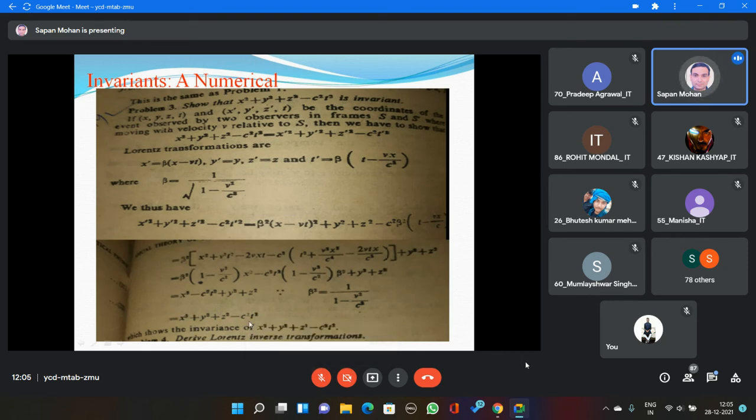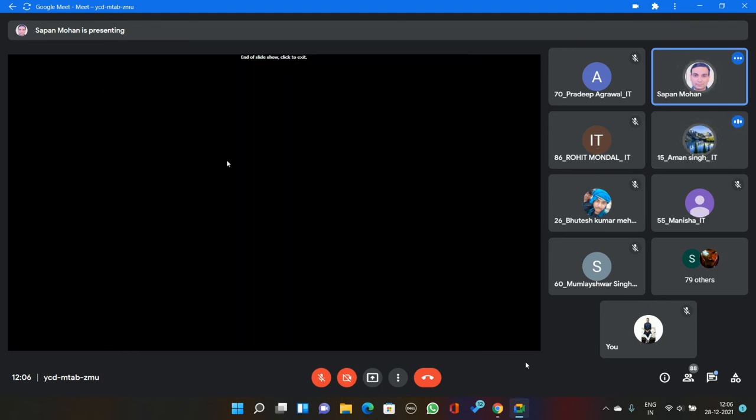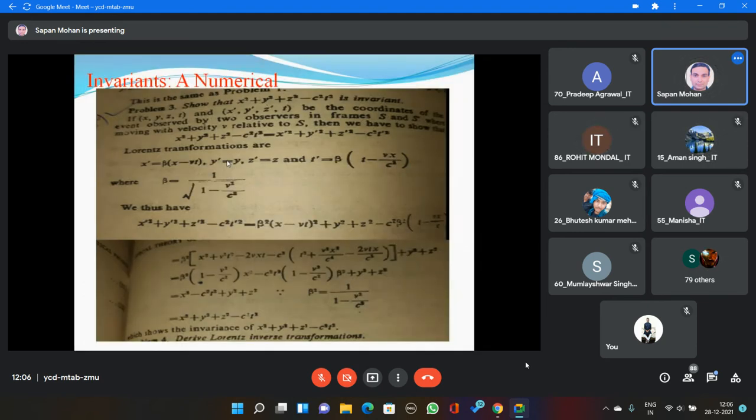So this is the same quantity, but in the rest frame. We started from the same quantity in the moving frame, with dashes, and by applying the Lorentz transformation we again come to the same quantity. This shows the invariance of this quantity under the Lorentz transformation. Clear? Yes, sir. So this is all about today's lecture.